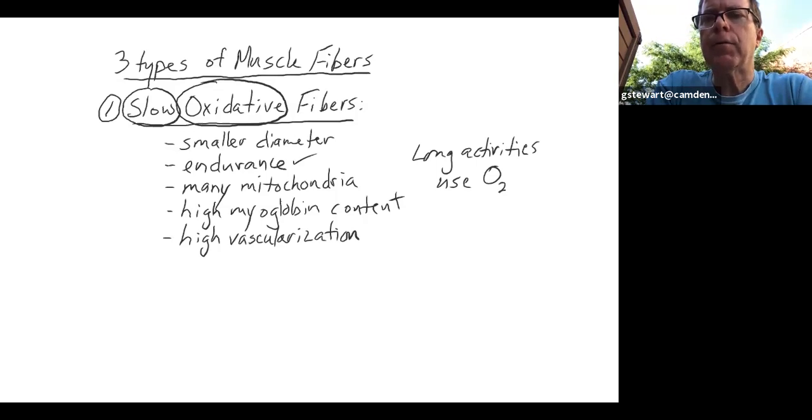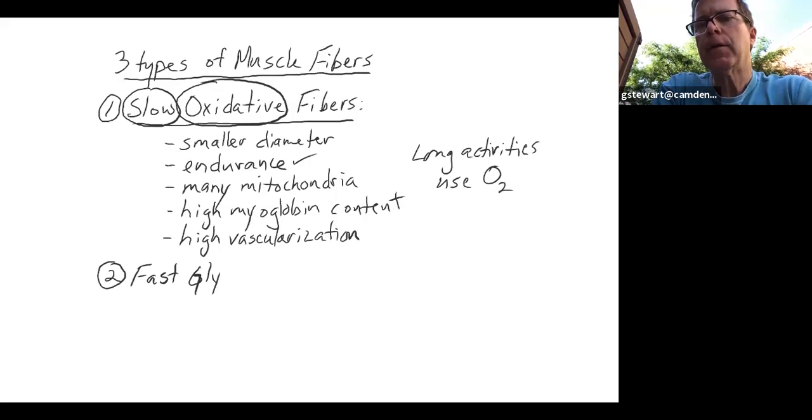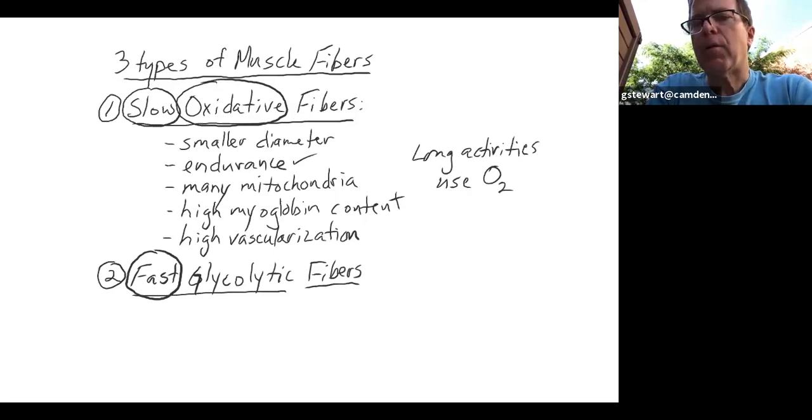The second type, and there's 3 types total, are called fast. These are the opposite type of fibers from number 1. Fast glycolytic fibers. And the name describes what it is. They produce contractions very quickly, and they're also powerful. They use glycolysis, which is an anaerobic activity, so no oxygen is necessary.